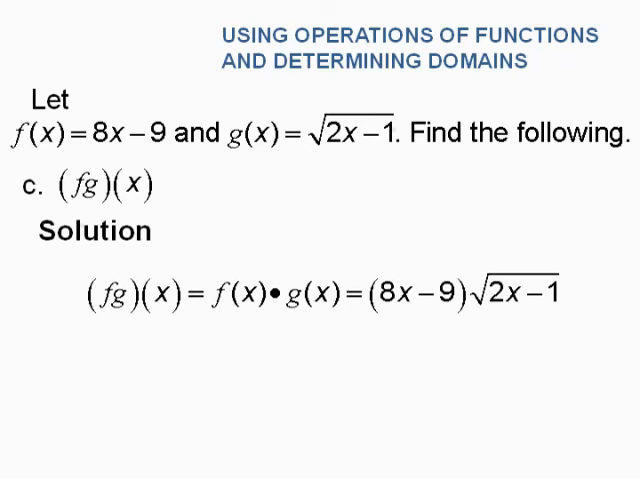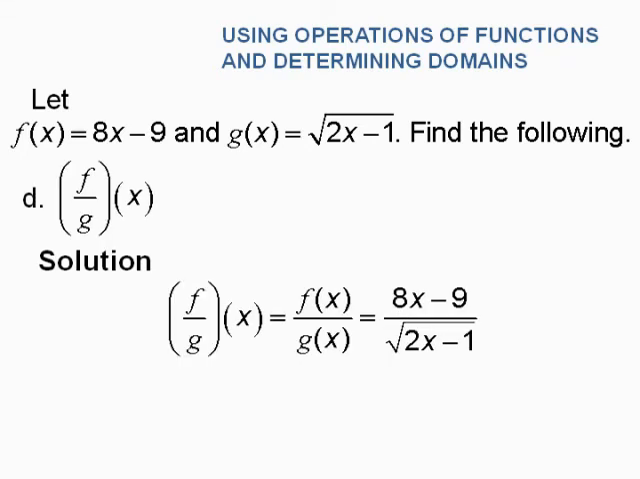Multiplying them, not too much difference. We just put the 8x minus 9 times the square root of 2x minus 1. Now, yes, you could distribute this one if you wanted. You may see some textbooks write this like this: 8x times that square root minus 9 times that square root. But I think if they're going to leave it like that on top, it looks a lot better. And dividing, well, there you go. With square roots in there, if there's nothing to combine, it's not too bad.